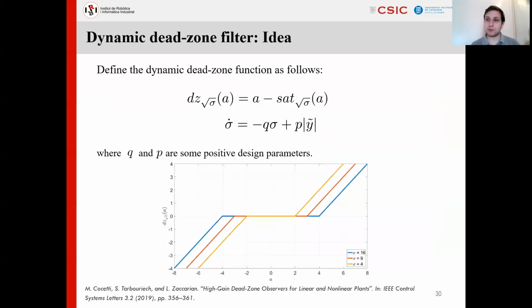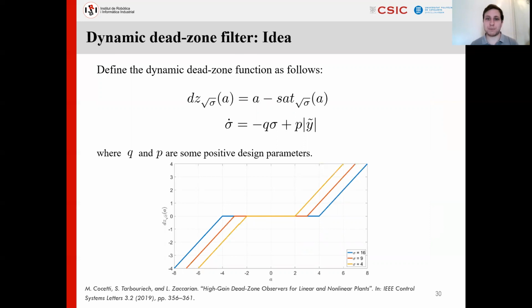So now I will jump to a third type of filter, that is the dynamic dead zone filter. It should be mentioned that, different from the other filters considered before, this is not a new idea. It was actually proposed by the paper represented in this slide. So we have this dead zone function.